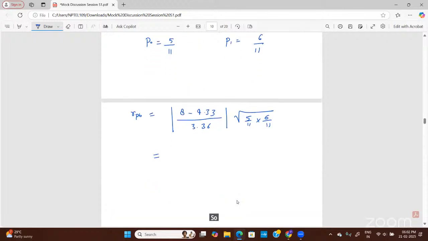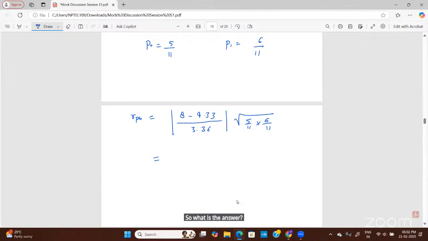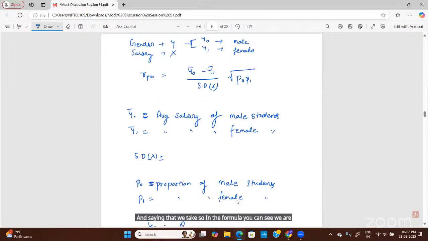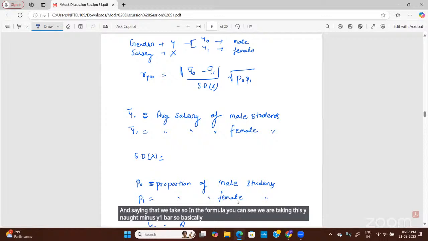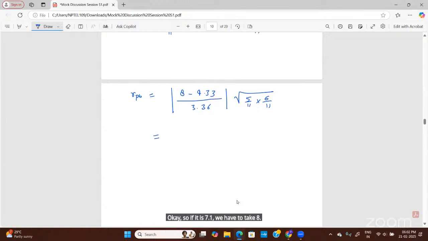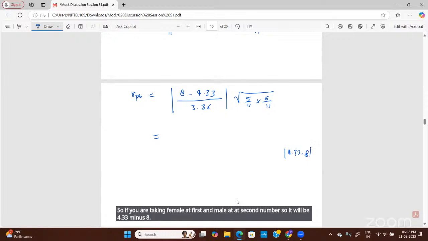So what is the answer? Ma'am, what was the last sentence you said? I'm saying that in the formula you can see we are taking Y0 bar minus Y1 bar, so basically we have to take the difference. So we take the absolute value. If you take female first and male second, it will be 4.33 minus 8. So you just have to take the absolute difference. Don't worry about the sign.